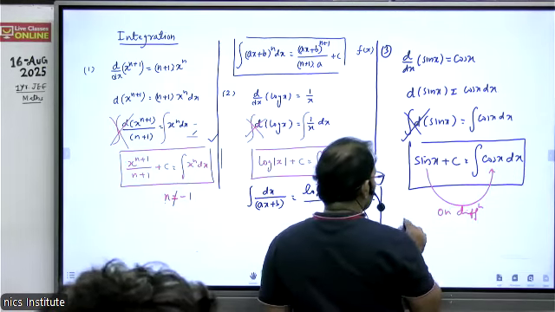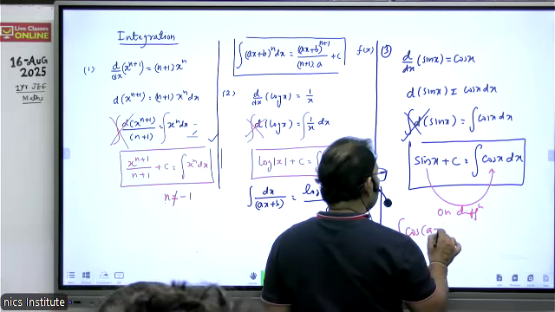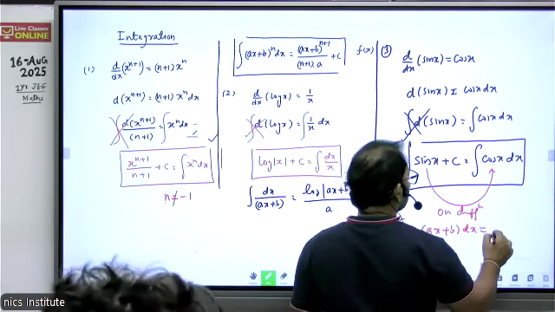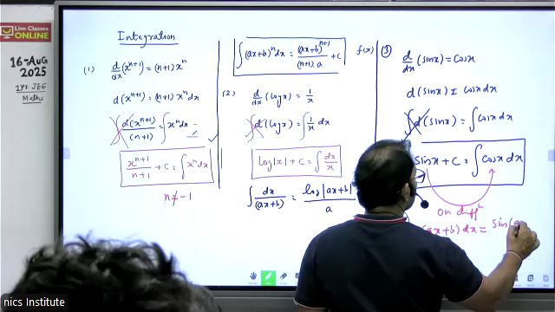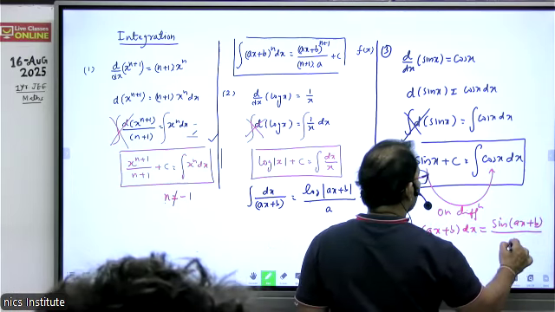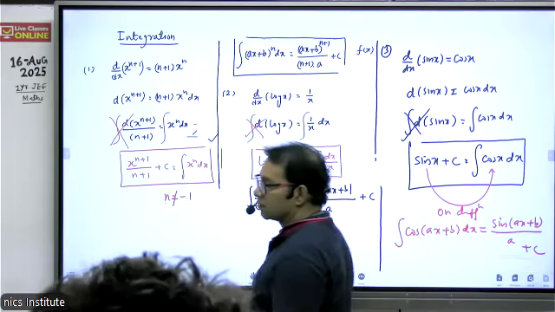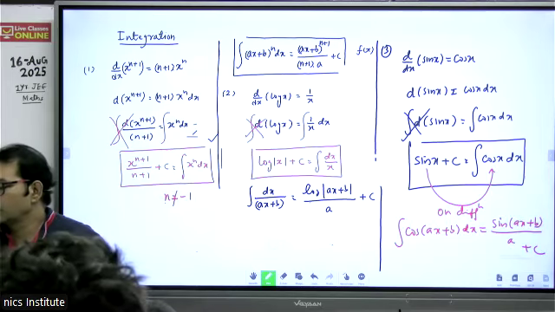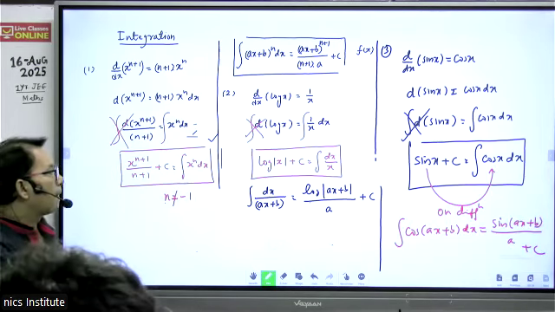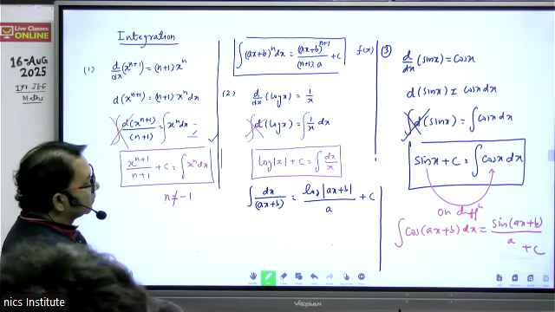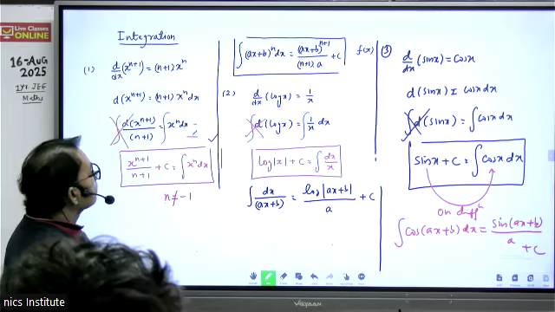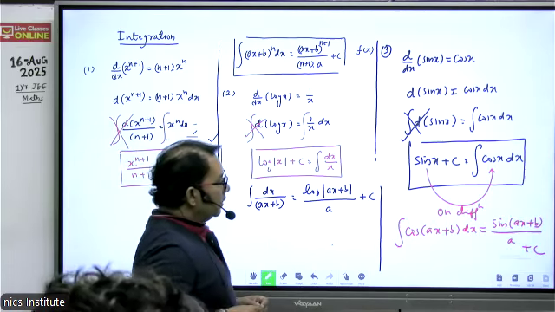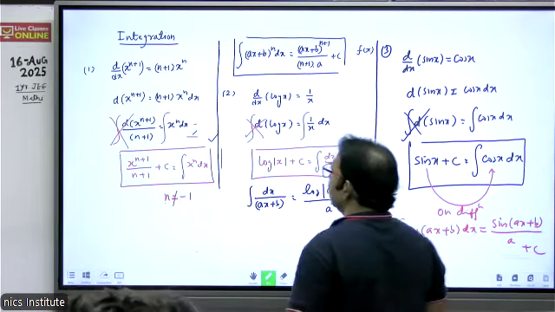If I have cos of ax plus b, then what happens? Sine, right? You need to divide by the coefficient of x. The same way we can derive all the basic formulas of integration.